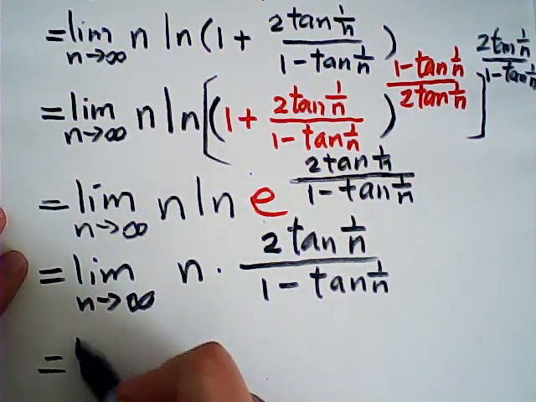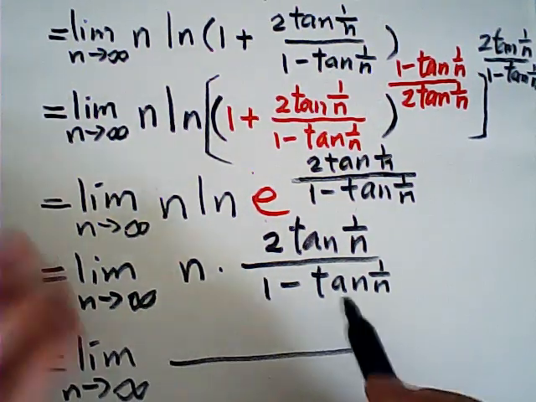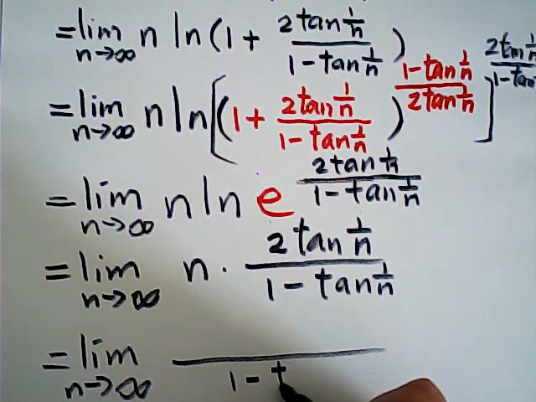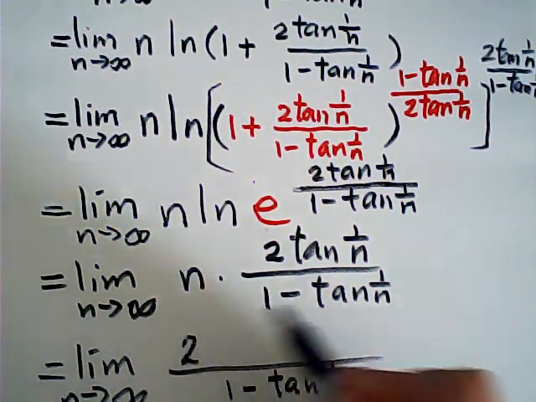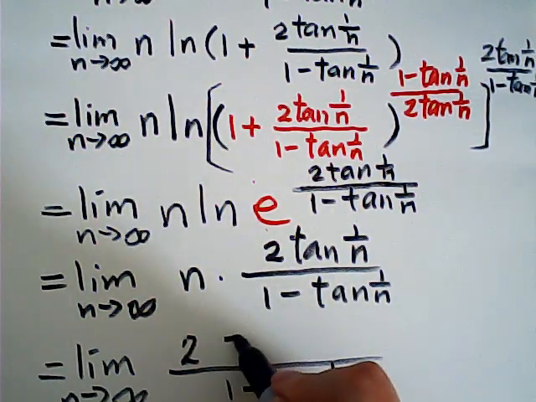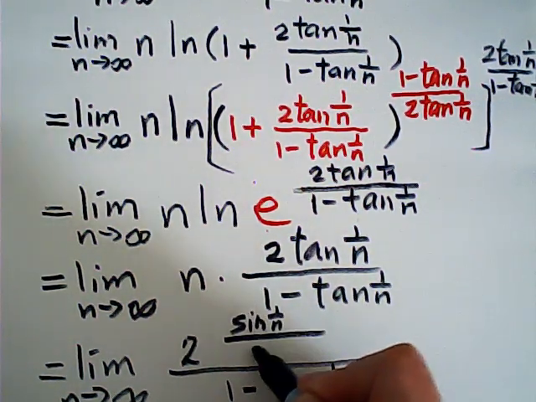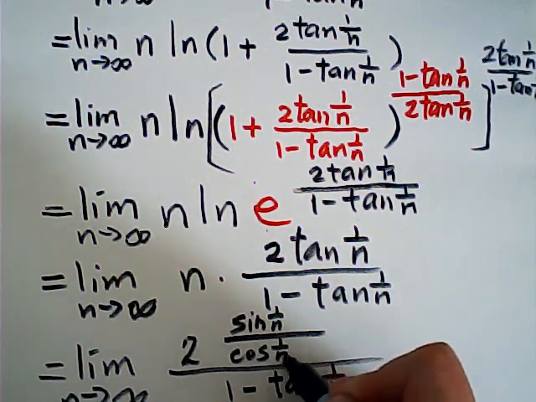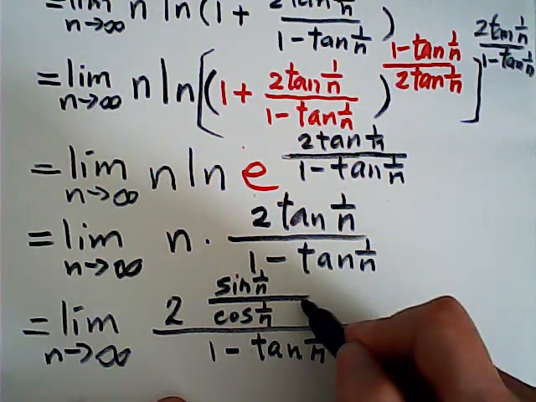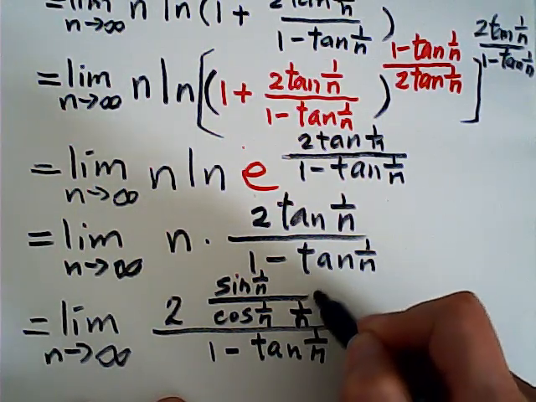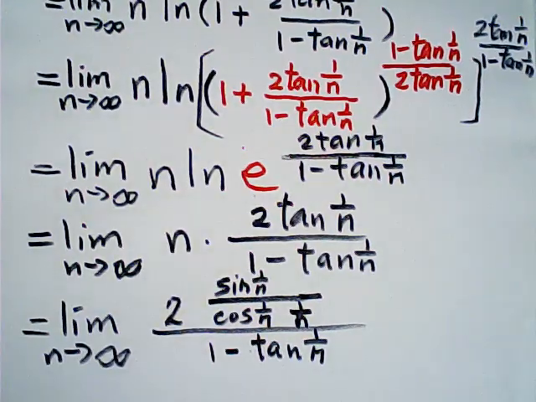And this could be written as the limit as n goes to infinity of 1 minus tangent 1 over n to the power of n. This tangent will be sine 1 over n over cosine 1 over n, right? And this n could be written as 1 over n in the denominator. So this one is n. That tangent is this, right?